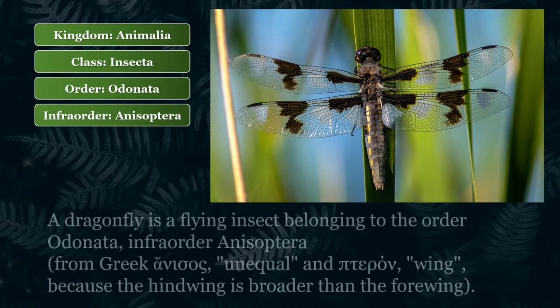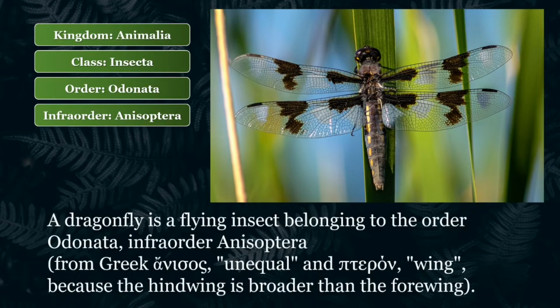A dragonfly is a flying insect belonging to the order Odonata, infraorder Anisoptera, from the Greek anisos, unequal, and pteron, wing, because the hind wing is broader than the forewing.